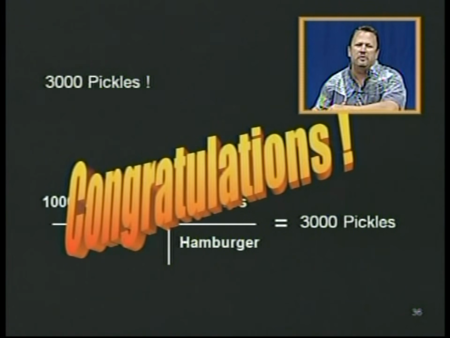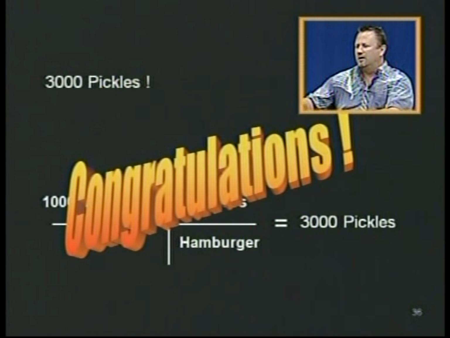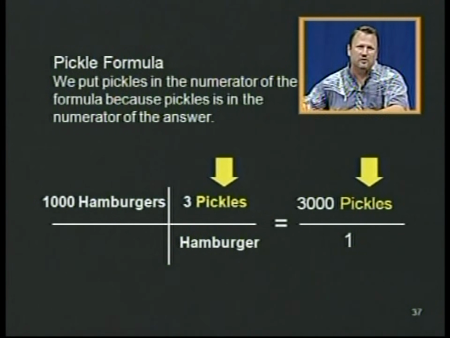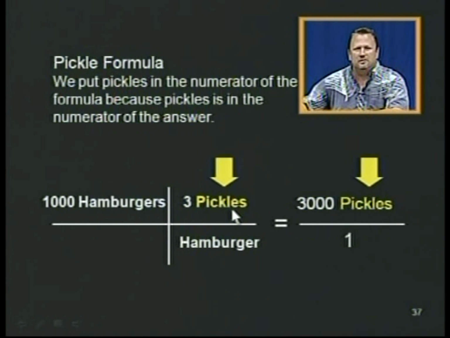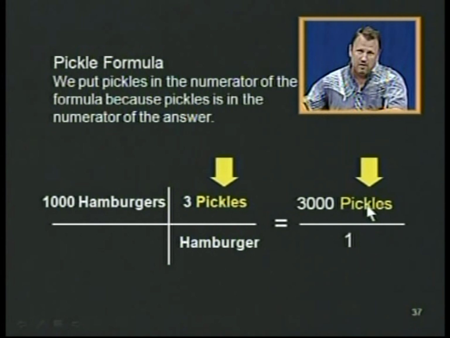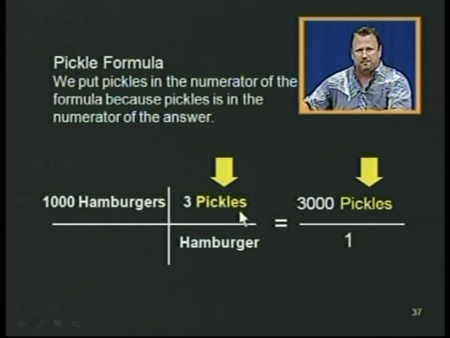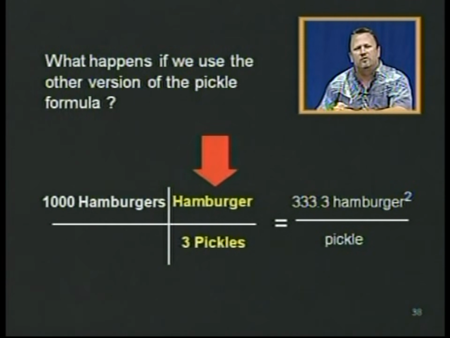And this is the part where people think I'm completely insane. However, a lot of the math that many of you have a problem with is just this simple right here. And so if you can make the math this simple, then math will be much easier for you in this course. And the reason we put pickles in the numerator of the formula is because pickles was the answer. Because the question is how many pickles, then pickles must be in the numerator when we set this up. Look what happens if we use the wrong inversion of our pickle formula. What if we have 1,000 hamburgers and we multiply that by a hamburger and divide by the 3 pickles?